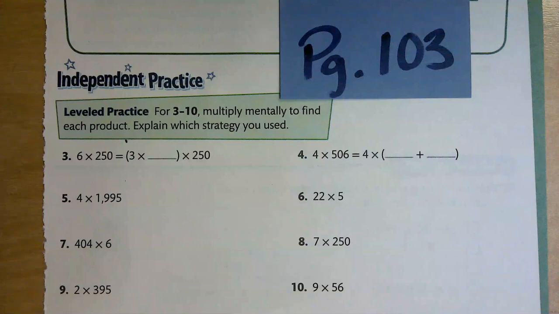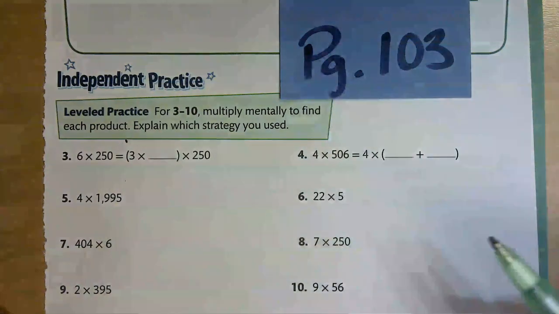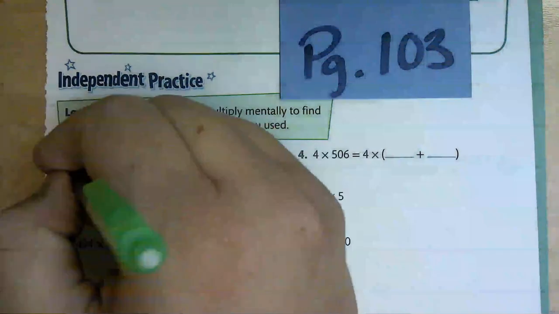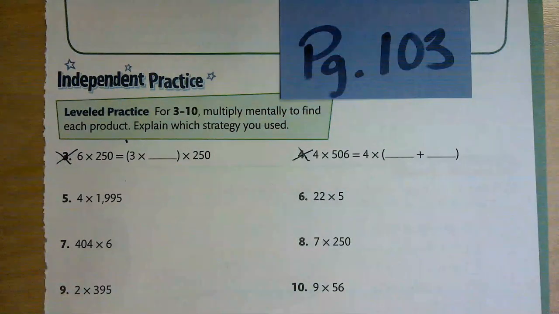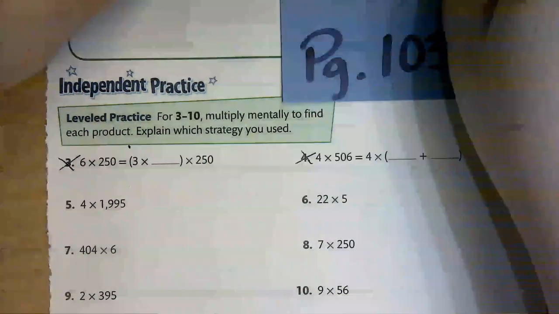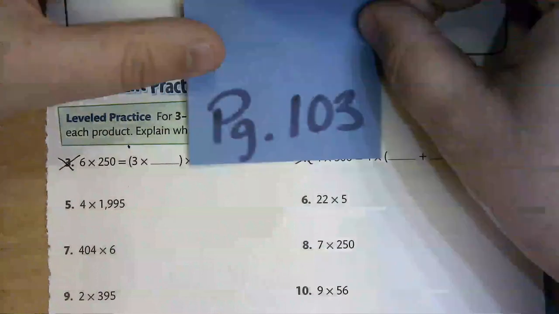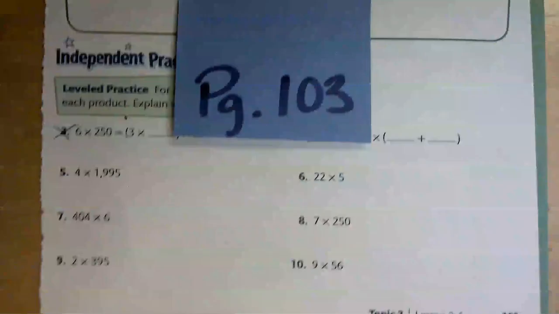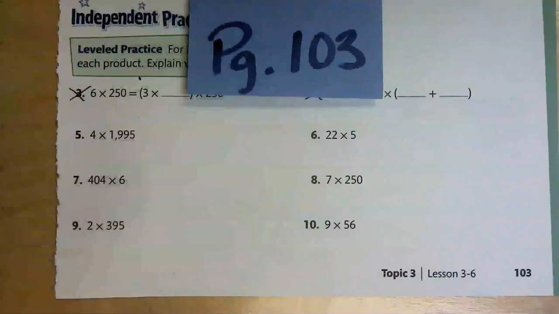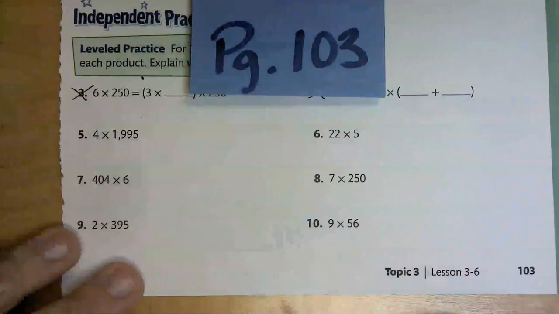All right, we're on page 103, and we're going to go ahead and cross off number 3 and number 4. Now, this lesson was just teaching another strategy for multiplication, but we're actually going to just go ahead and focus on our standard algorithm for right now. So that's why we crossed those 2 off, and instead we're going to focus down here at the bottom, just doing our standard algorithm.